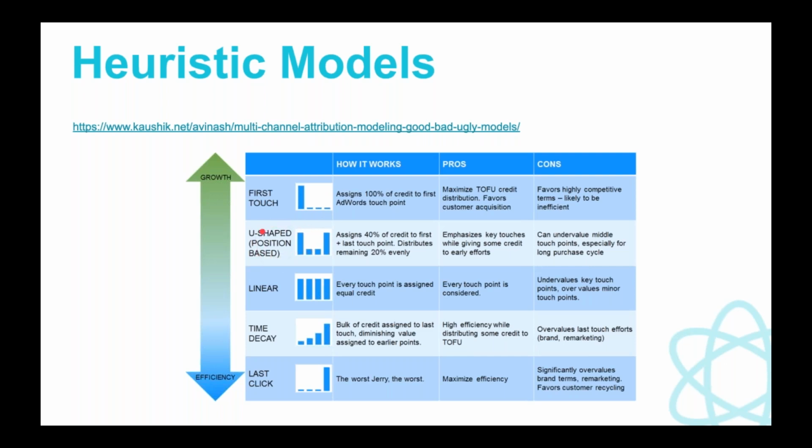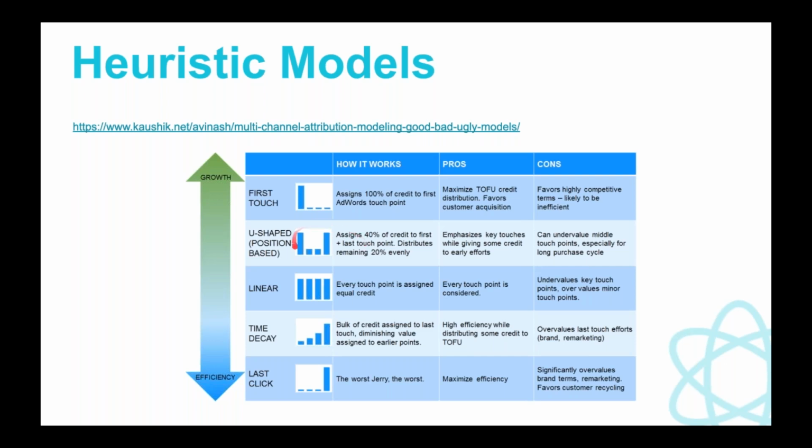A not too bad model is the so-called U-shaped or position-based. I also heard some people defining that as the bathtub model because it looks sort of like a bathtub in a way. In this model, we are assigning 40% of the credit to the first and the last attribution point, and then the 20% is distributed evenly on the remaining channels. And this is why these are all top-down models, because we are assigning top-down 40% and 40%. We are not really measuring real-life data to come up with that 40%, right?